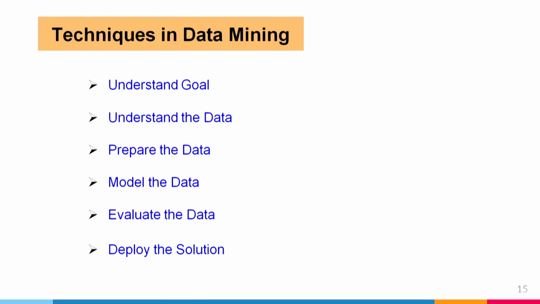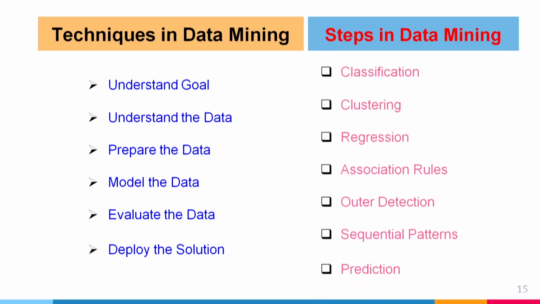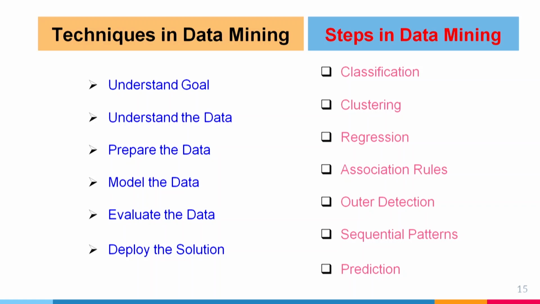So what are the different techniques in data mining? First understand the goal, then understand the data, prepare the data, model the data, evaluate the data, and deploy the solution. These are the different steps in the data mining process. And apart from that, there are different techniques used in data mining such as classification, clustering, regression, association rules, outlier detection, sequential patterns, and also predictions and decision making.